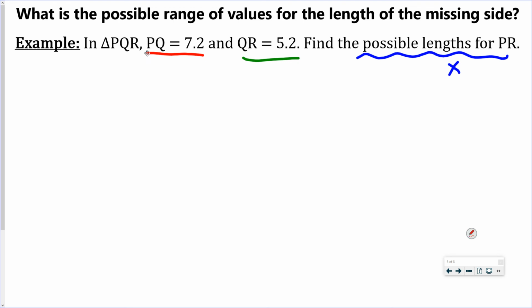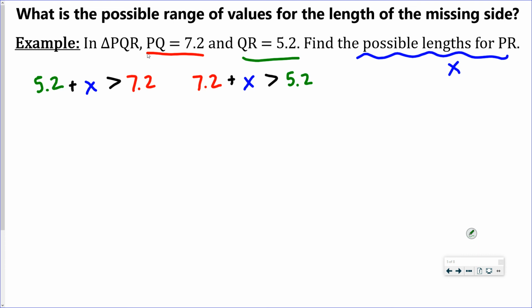Okay. So I'm going to set up my three triangle inequality statements. Let's start with my smallest side like I usually do. 5.2 plus my missing side, X, I know that has to be greater than the other side, which in this case would be 7.2. That's one criterion. It doesn't matter what order you set these up in. You have to set up all three. I also know that my side 7.2 plus that missing side X has to be greater than what, folks? 5.2, exactly.